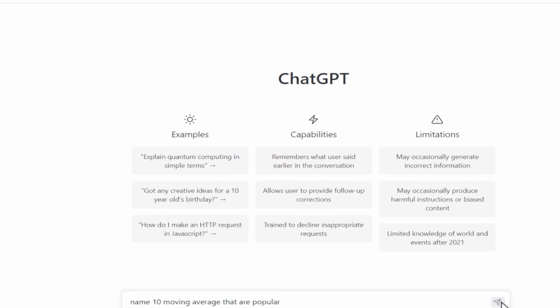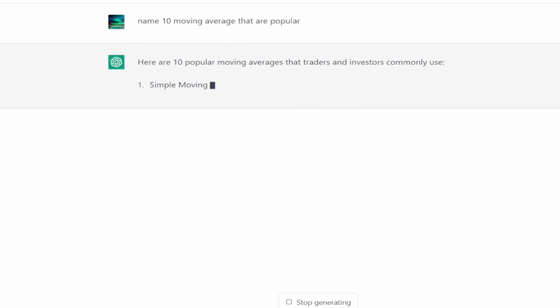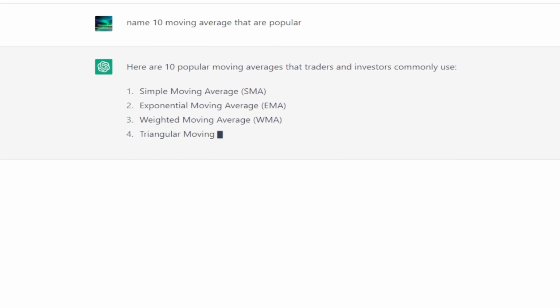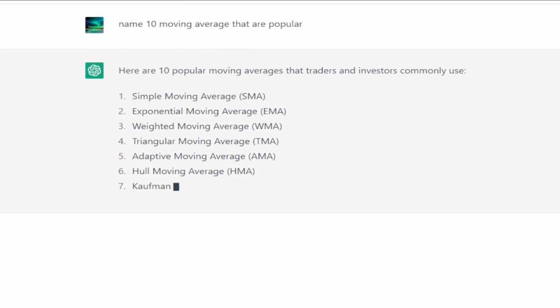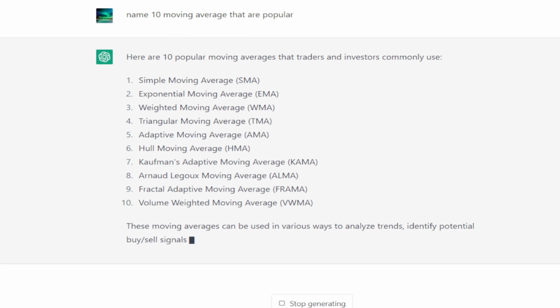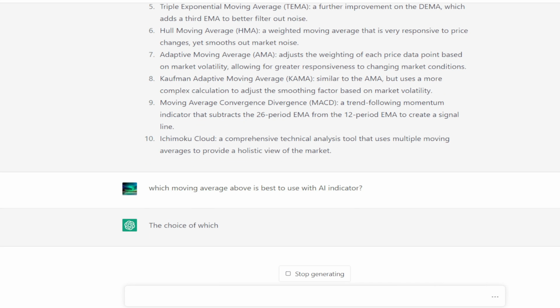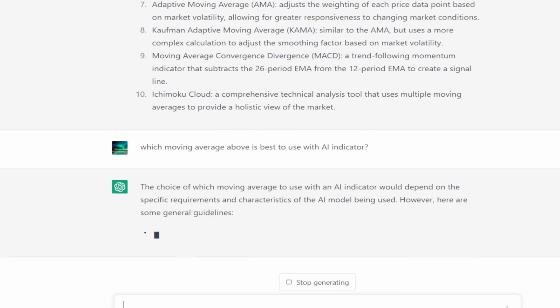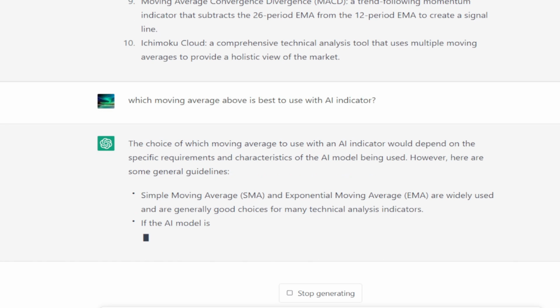Before we go back into the charts, let's ask ChatGPT to suggest some popular moving averages. In the chat, type "name 10 most popular moving average." Then it will list 10 of the most widely used moving averages. Next, let's ask ChatGPT to suggest the best moving average to use with the AI indicator.